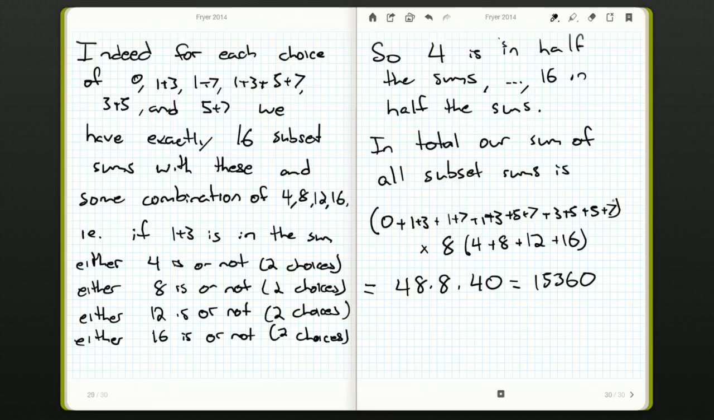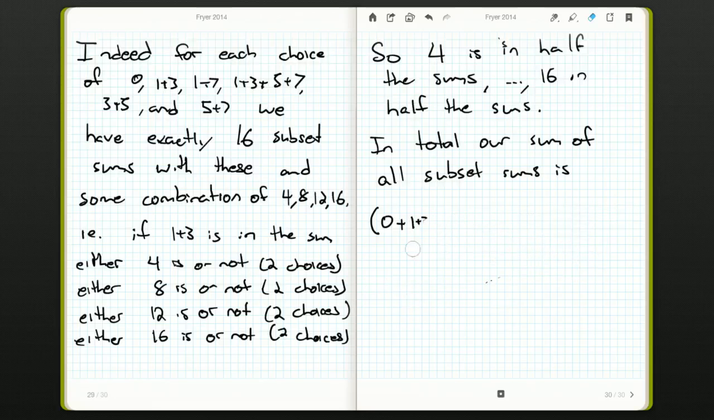So I think I have done something wrong. Okay, I have done something wrong. Half the time the 4, 8, so there's 8 possible. Half the time these guys appear.